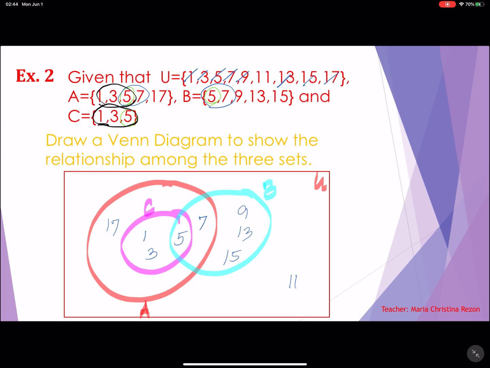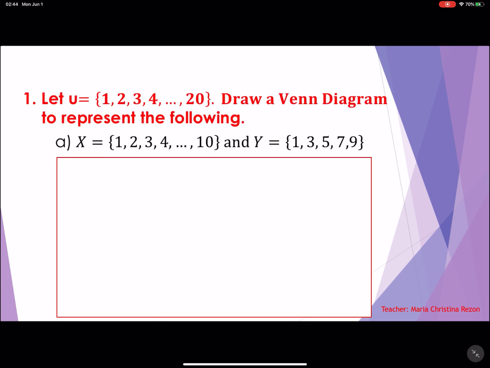Let's proceed. Let's have some exercises here. I have 4 questions for your exercises. I'll help you answer the first 2, and the last 2 you will be the one to answer or draw the Venn diagram. Now let's have question number 1 here. Your universal set that is true for all the questions is equal to the set of 1, 2, 3, 4, and so on to 20.